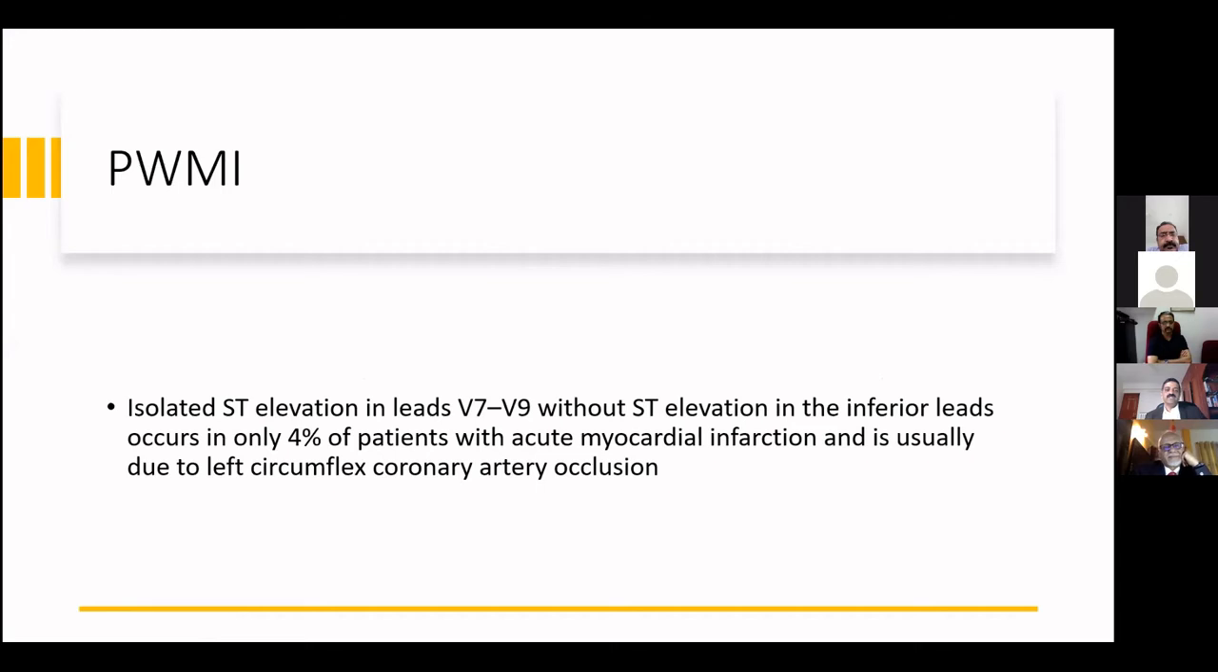Isolated ST elevations in V5, V7 to V9, in the place where we routinely take a 15-lead ECG, can occur in about 4% of patients with acute myocardial infarction, and are usually suggestive of a left circumflex coronary artery occlusion. These are the people who only present with ST depression in your routine 12-lead ECG, but if you take V7 to V9, you will get the ST elevations, and they qualify for calling it a STEMI rather than NSTEMI.